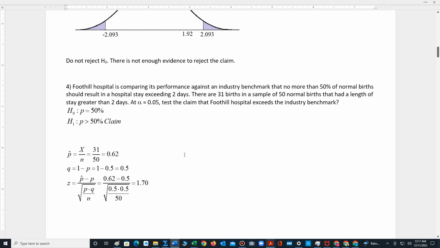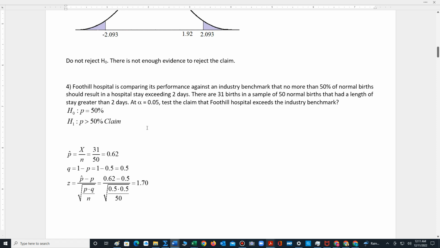Number 4 states the following. Foothill Hospital is comparing its performance against an industry benchmark that no more than 50% of normal births should result in a hospital stay exceeding 2 days. There are 31 births in a sample of 50 normal births that had a length of stay greater than 2 days. Alpha 0.05, test a claim that Foothill Hospital exceeds the benchmark.